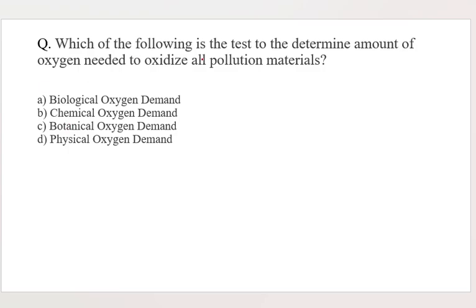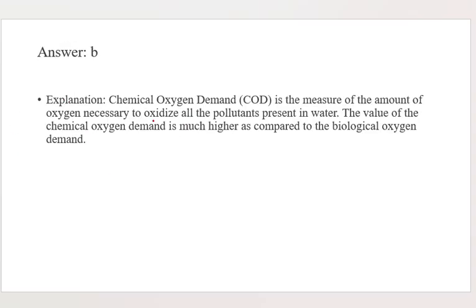Okay, so here again, I have taken some questions. Which of the following is the test to determine the amount of oxygen needed to oxidize all pollution? That is, of course, chemical oxygen demand. Chemical oxygen demand is the measurement of the amount of oxygen required to oxidize all kinds of pollutants present in water. The value of chemical oxygen demand is much higher as compared to BOD, that is biological oxygen demand. So this is about chemical oxygen demand.